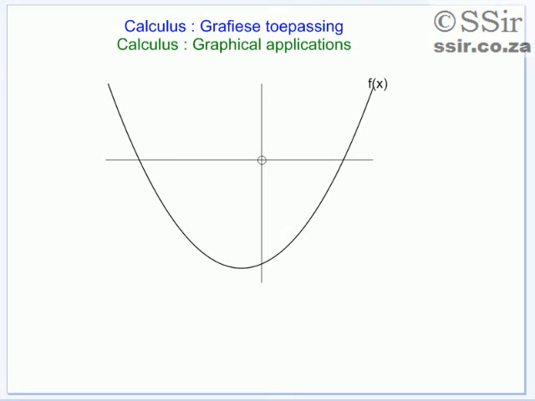Here we have the graph of f of x. We want to look and see what f dash of x means graphically. The blue tangent has a positive gradient. This means that f dash of x is greater than 0 everywhere where the function f rises.